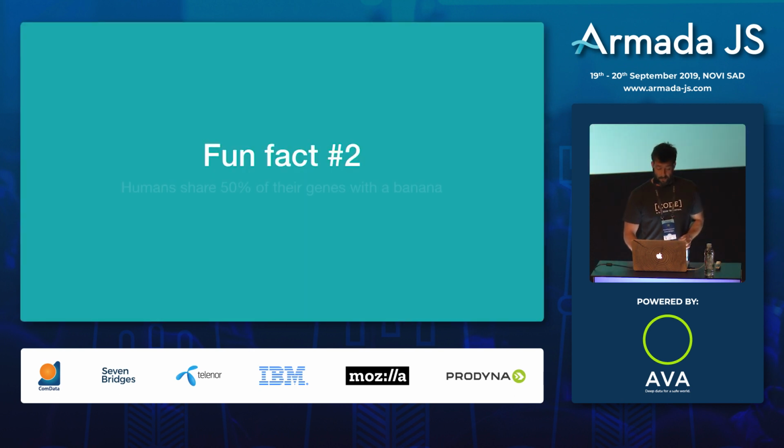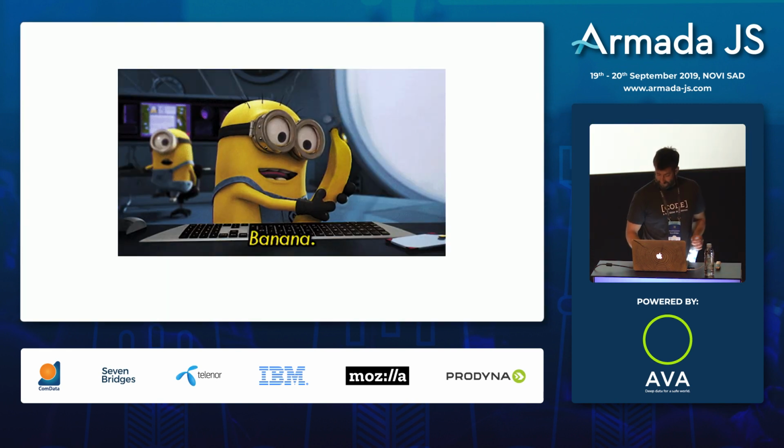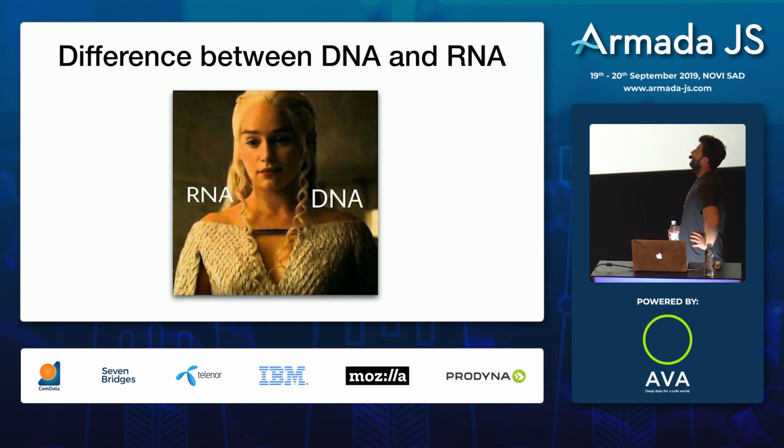Fun fact number two: humans share 50% of their genes with the banana. And a really important thing, the difference between DNA and RNA. That's it. Single chain, double chain. I mean, you don't need to know this. I just wanted to put it in the presentation.